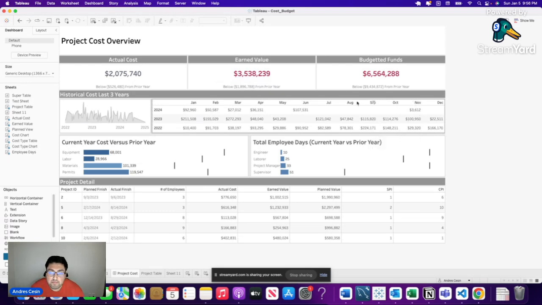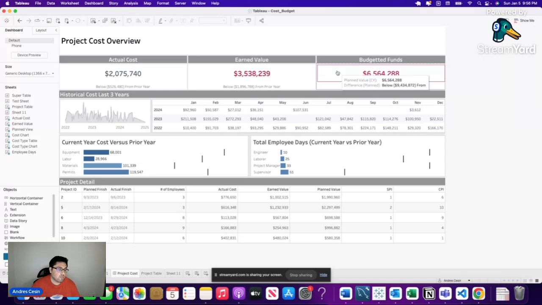So, I want to show earned value. I want to show budgeted funds. In this case, they're a construction company, right? And they get their earnings actually prior to doing a project, right? So they don't actually have to wait for terms. They get budgeted for projects and they get paid prior to the project.